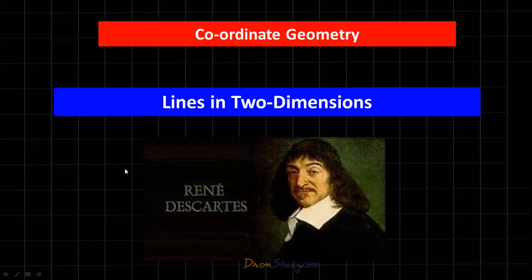Dear students, welcome to the new session, and in this session we will start with a new topic, that is coordinate geometry, lines in two dimensions. The French philosopher and mathematician Rene Descartes carried out a systematic study of geometry using algebra, and it is known as coordinate geometry.